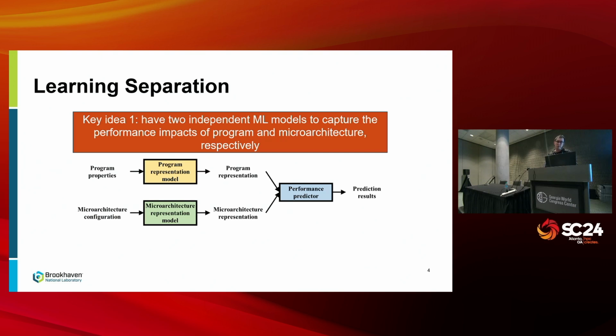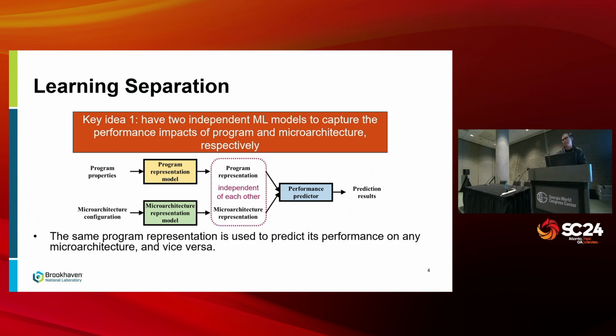And finally, with these two representations, we have the final model to predict the performance when this program runs on this microarchitecture. An important property here is that the program representation and the microarchitecture representation we try to learn should be independent of each other. What it means is that the program representation of a program is constant regardless of whatever microarchitecture it runs on. So the same program representation should be usable to predict its performance when running on any microarchitecture, and vice versa. The same microarchitecture representation can be used to predict the performance when any program runs on it.